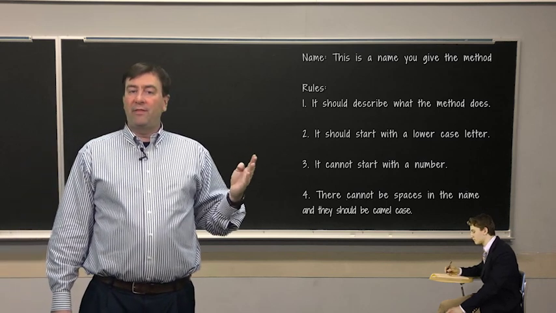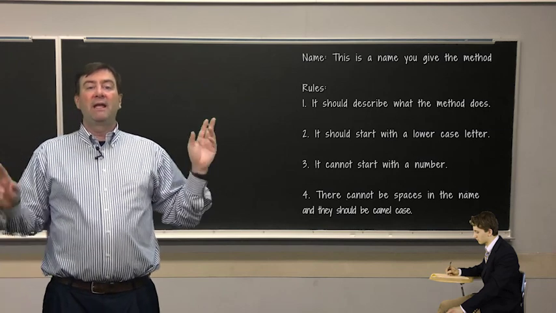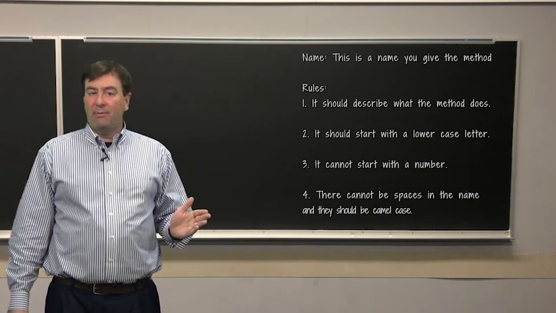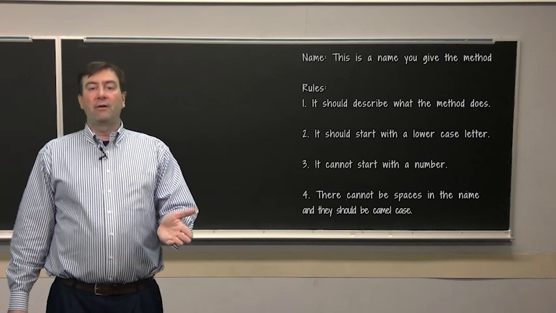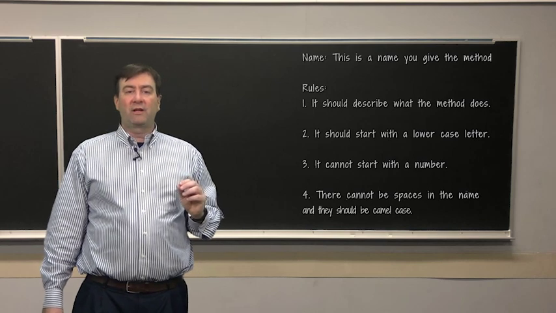If you want a method that has multiple words, smash the words together, but make them camel case. This means that every word starts with a capital letter and all of the other letters are lowercase, except for the first word. That starts with a lowercase letter.